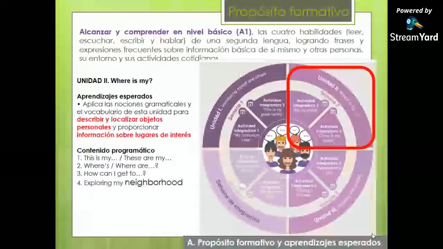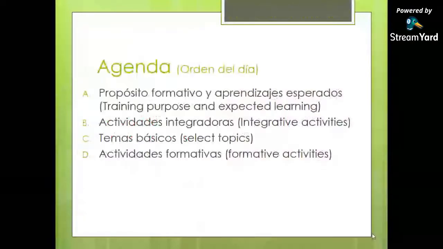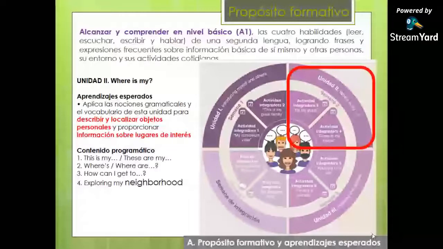So first, the training purpose and expected learning. As I mentioned, the main goal of this module is that you achieve the level A1. And for this reason, in unit number 2, Where is Mine, you have to describe the objects and also the ubication of these objects, what objects we commonly have in our houses. Also, you need to practice how to get and how to ask information about the location or ubication of places of a city.